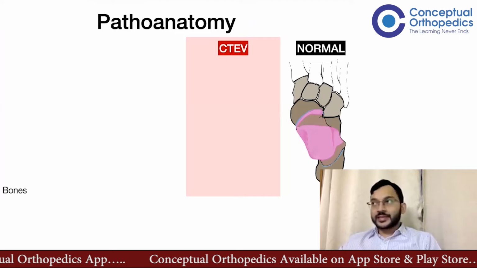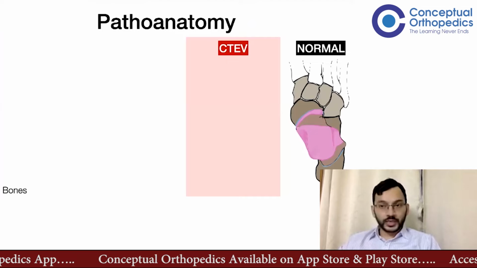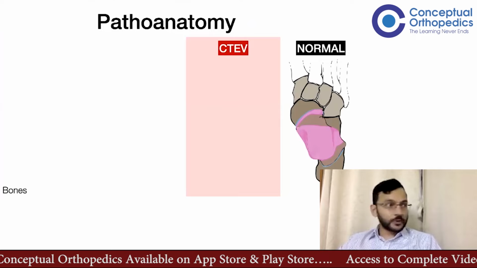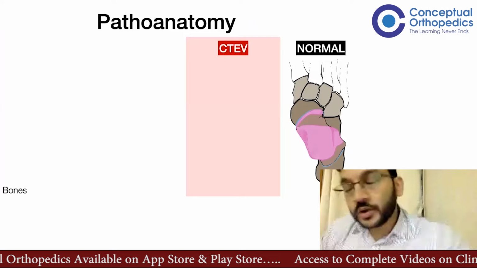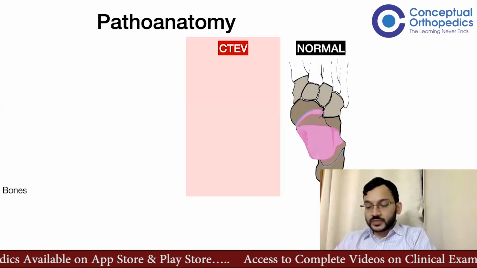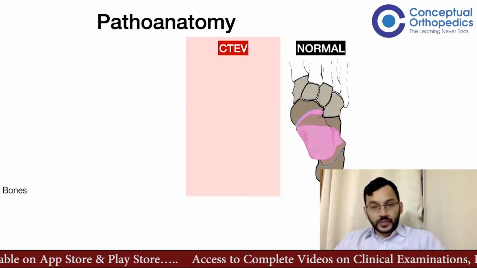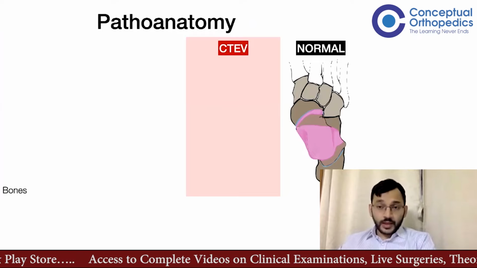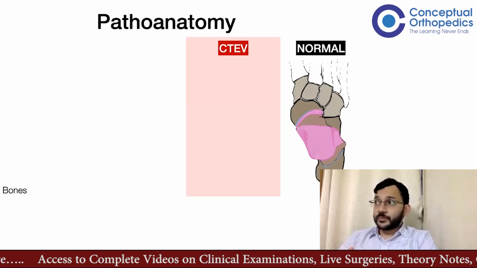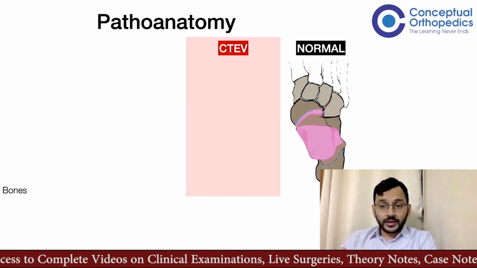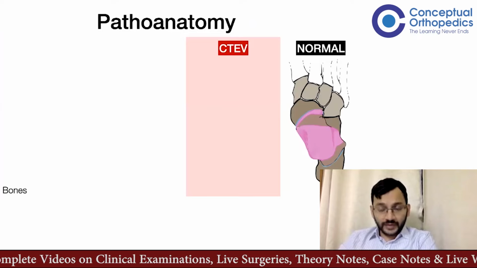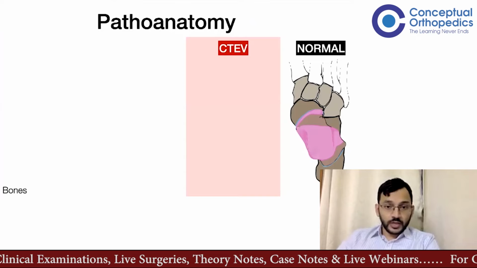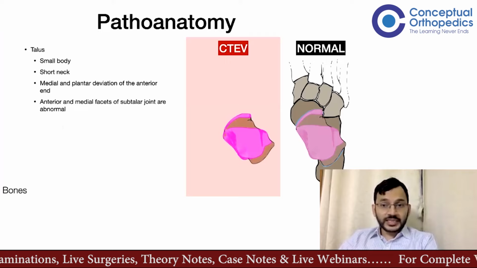When you're writing an exam, you need to write things structurally, but also for your understanding. Now when we talk about the pathoanatomy, we are going to talk about all the structures which are at fault. We will start off with the bones. Most of the bones, of the hind foot and the midfoot, all the tarsal bones, are at fault. The first and foremost is the talus.